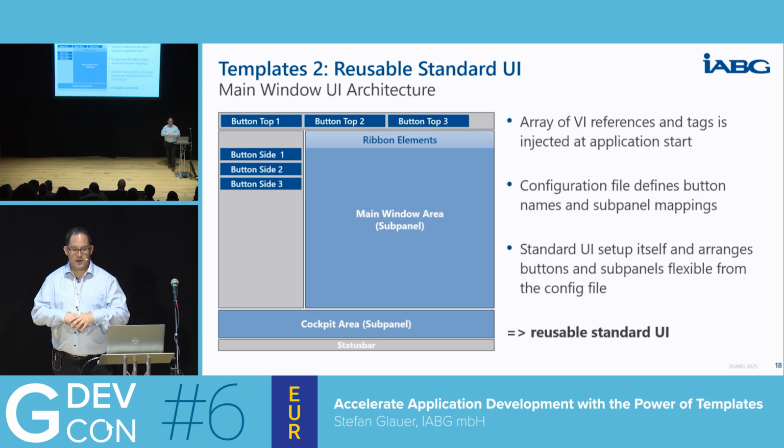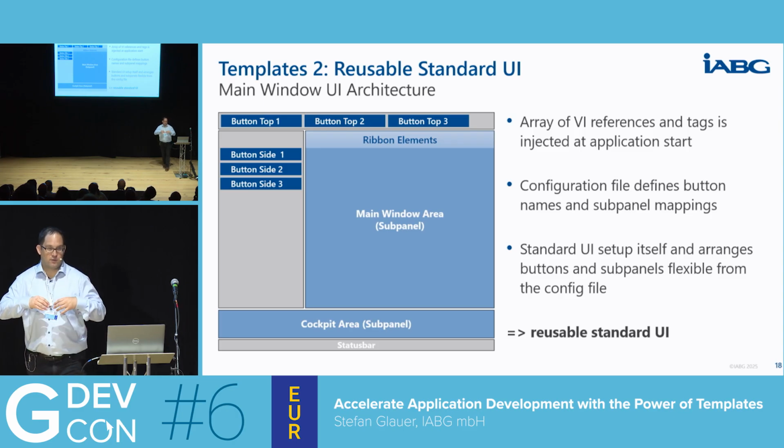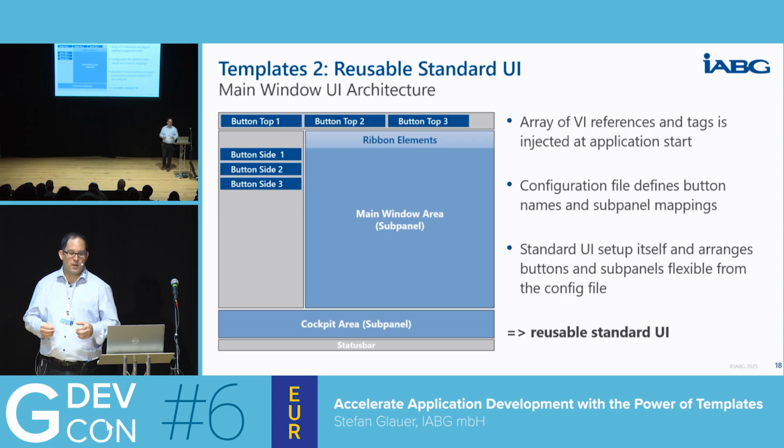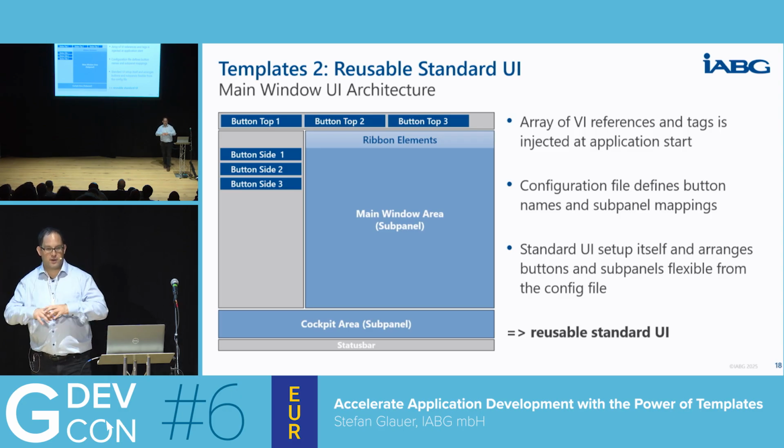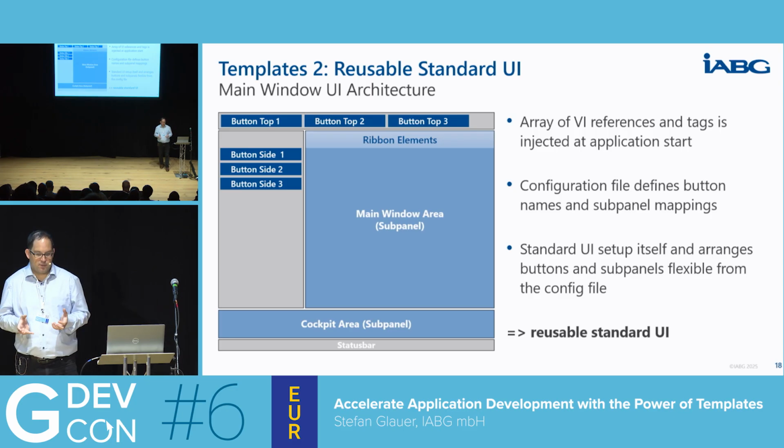And to get that now reusable, actually what we do on application start, we inject an array of VI references and tags, which VIs are available for it. We'll see later. Also, we have a model manager. Actually, now we're inserting the classes, which can be shown. And then you have a configuration file for the front panel that defines what happens on which button press, how the button names are, and how the subpanel mappings are. And that creates our standard user interface, and it starts when the application starts and sets up itself. And now that's a reusable approach for us.